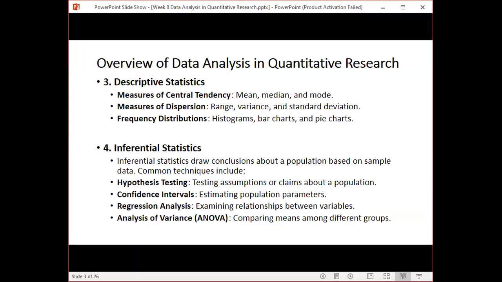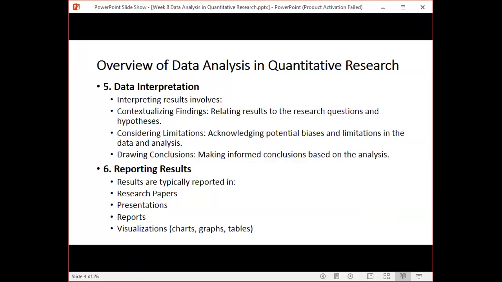Okay, those are some of the techniques that you can use. After you have described or done inferential analysis, you can interpret your data. So what result did you get? You have to contextualize your findings, relating your results to the research questions and the hypotheses that you sought to test. So you ask yourself, how does your interpretation answer your research objectives? Do they answer them or not?